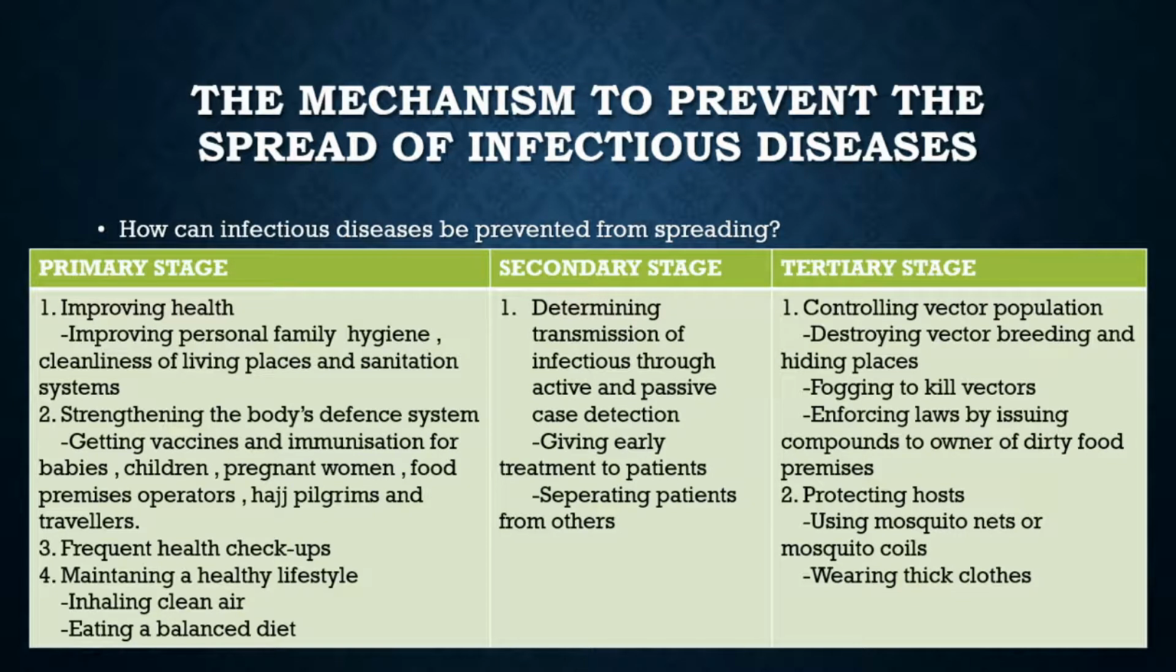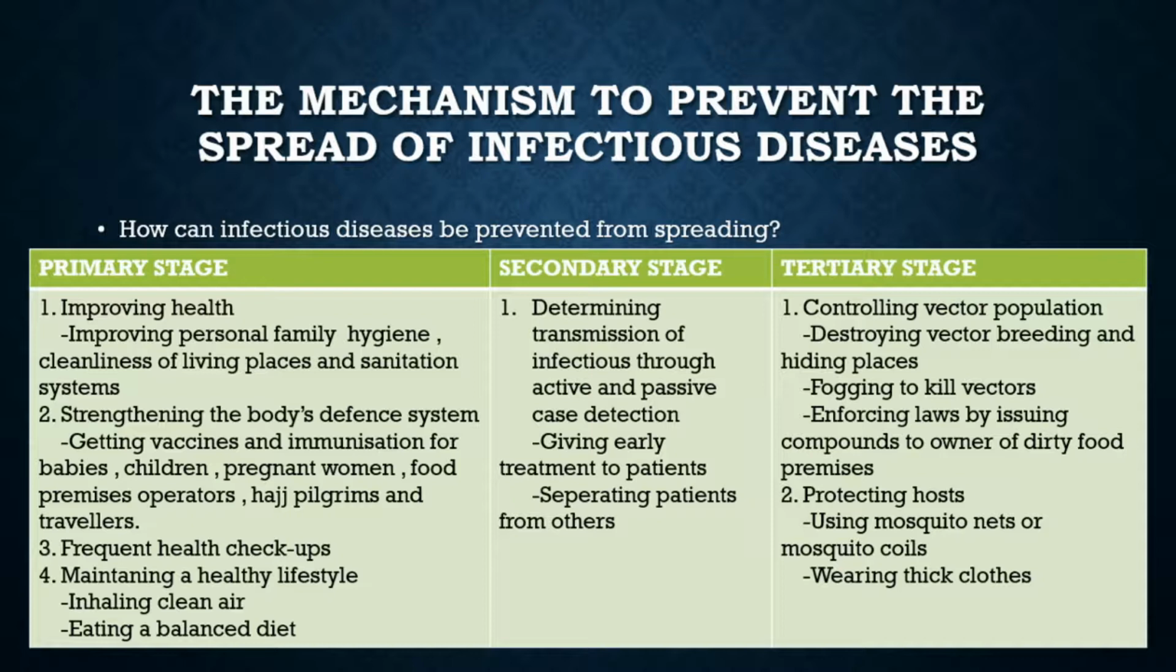The mechanism to prevent the spread of infectious diseases. How can infectious diseases be prevented from spreading? Primary stage. First, improving health: improving personal and family hygiene, cleanliness of living places, and the sanitation system. Second, strengthening the body's defense system: getting vaccines and immunization for babies, children, pregnant women, food premises operators, Haji pilgrims, and travelers. Third, frequent health checkups. Fourth, maintaining a healthy lifestyle such as inhaling clean air and eating a balanced diet.